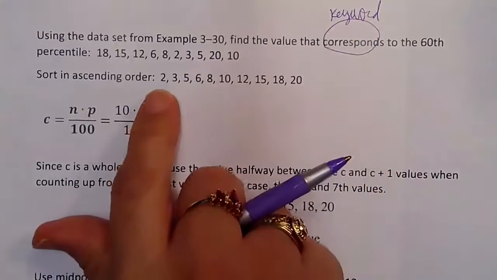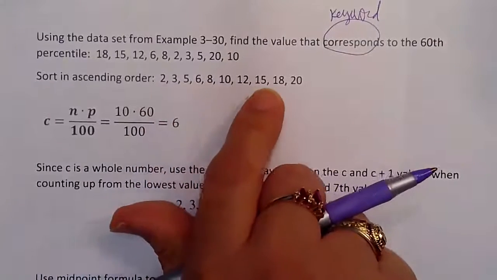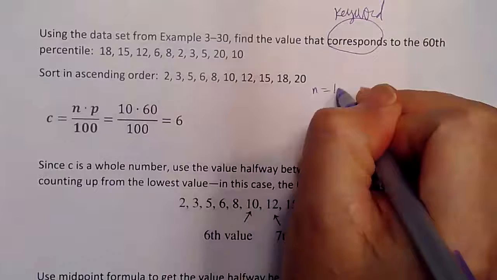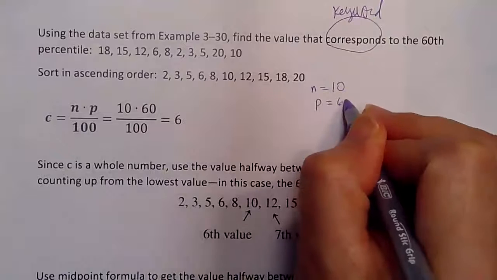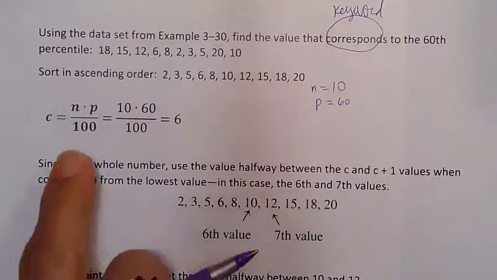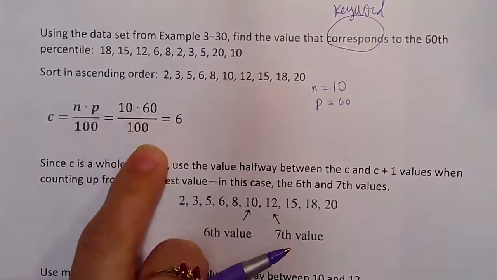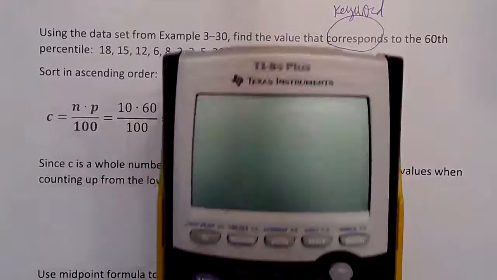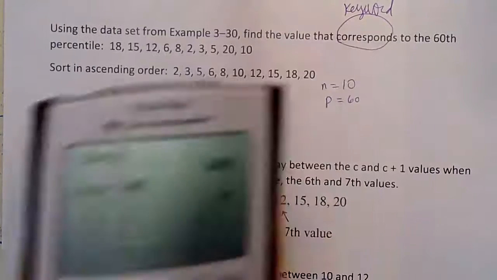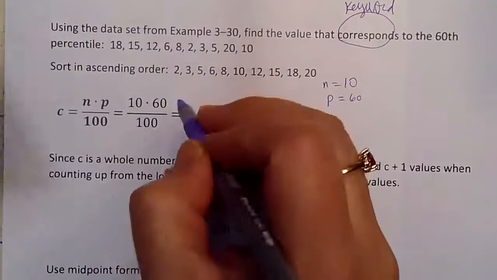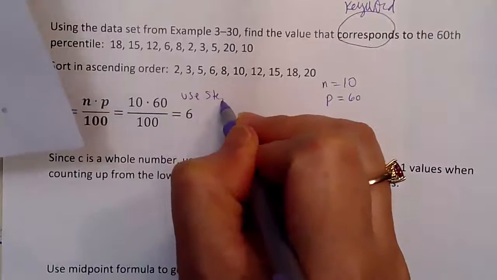So N, let's see how many: 1, 2, 3, 4, 5, 6, 7, 8, 9, 10. Yeah, same as the previous problem. And then your percentile P is the 60th percentile. So you see N times P: 10 times 60 divided by 100, to get 6. Okay. And that's where we're going to use step 3B.